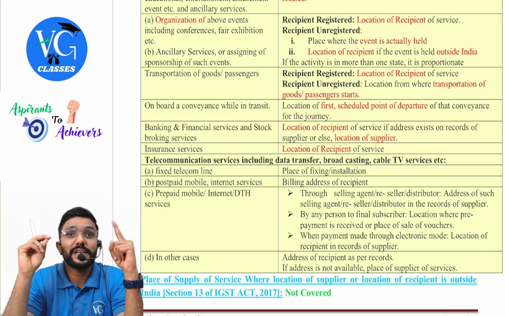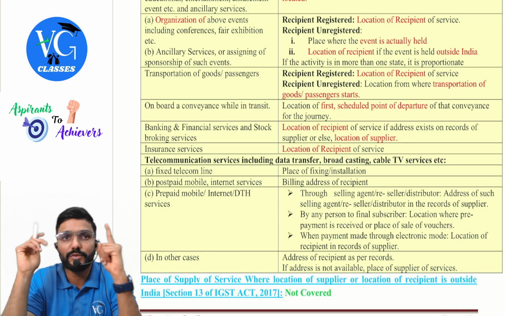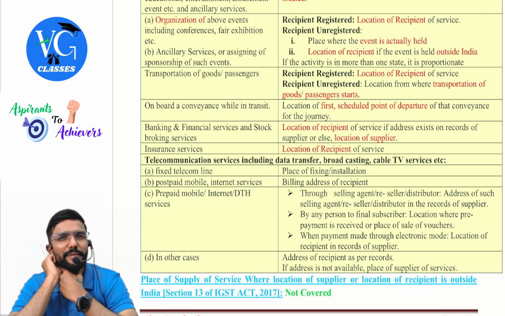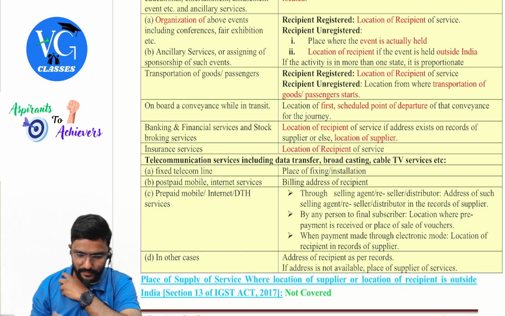Yes. So who is the recipient here? Employee or company? Company. So is it a B2B supply? Yes. So what is the place of supply? Location of recipient. See, wherever you may get confused, sir, how come this? I'm trying to cover it with an example.